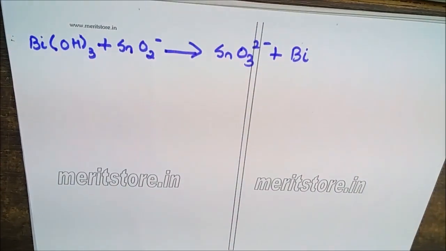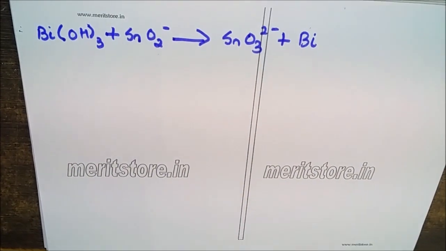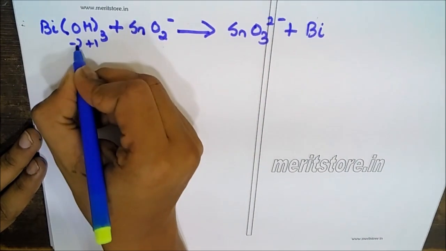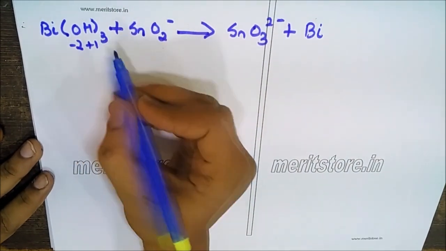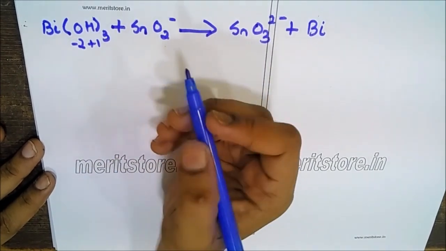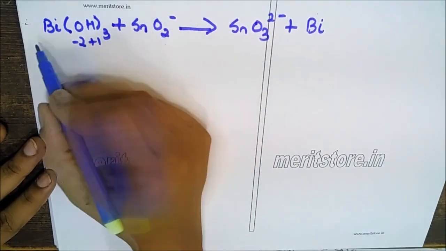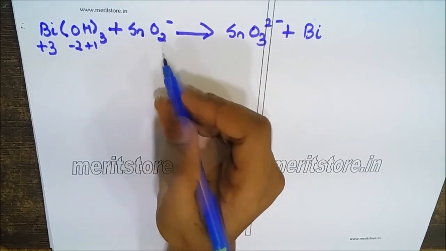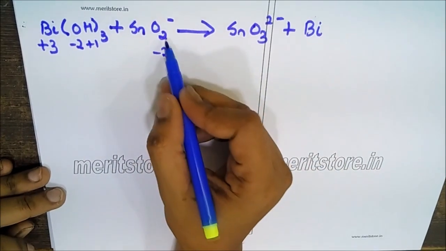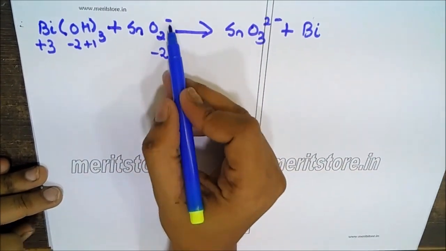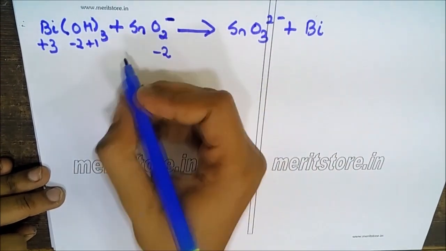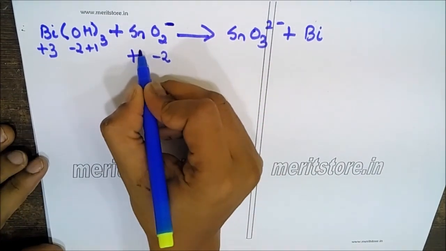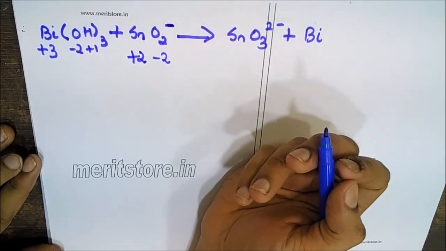So step one says that you have to write the unbalanced reaction and assign the oxidation number to each atom. So hydrogen is having an oxidation number of 1, oxygen is having 2, and 3 into 2 is minus 6, minus 6 plus 3 is minus 3. Since it's a neutral molecule, we need to nullify the entire minus 3, so this will become plus 3. Now look here, oxygen, we know the oxidation number is minus 2, so minus 2 into 2 is minus 4. But we want one negative charge to remain. So this would become plus 2.